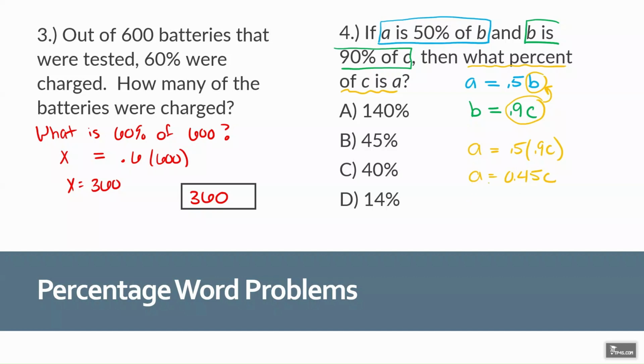A equals 0.45C. And I would look at this and be careful. I want to make sure that I'm answering the question correctly. So I would say A is 45% of C. What percent of C is it? Yeah, I got that right. It's 45%. The answer here is B.